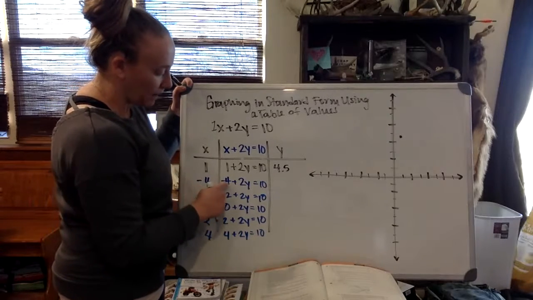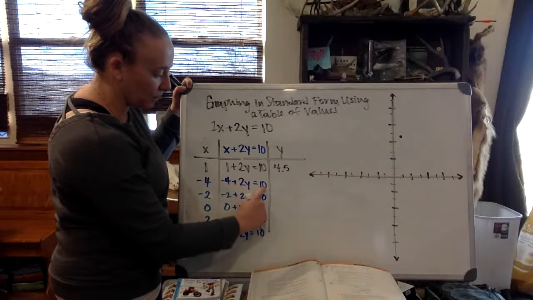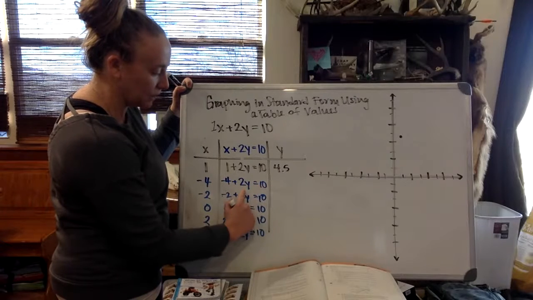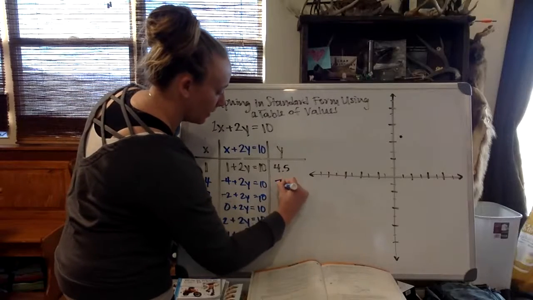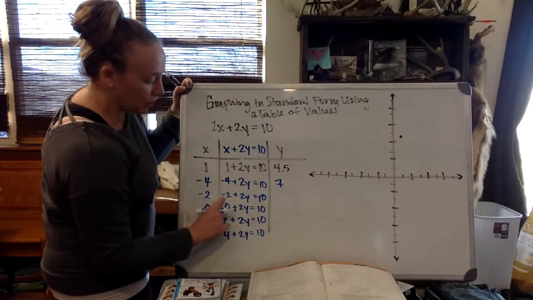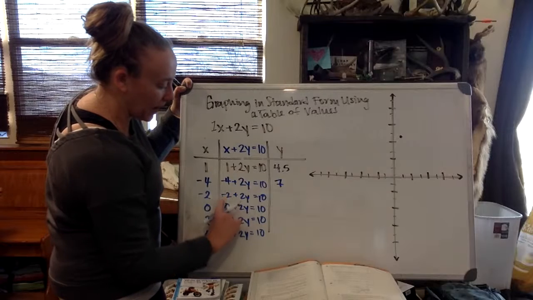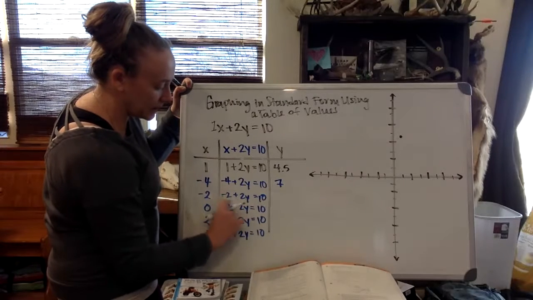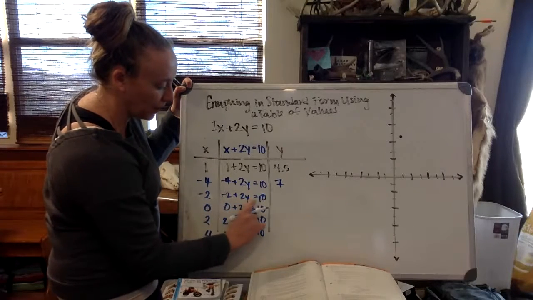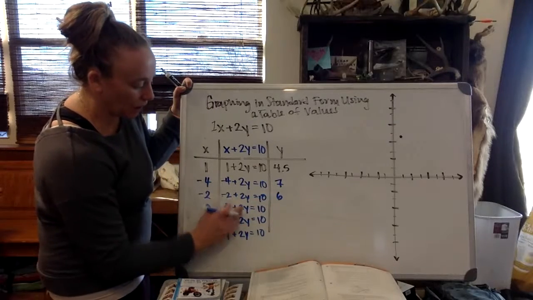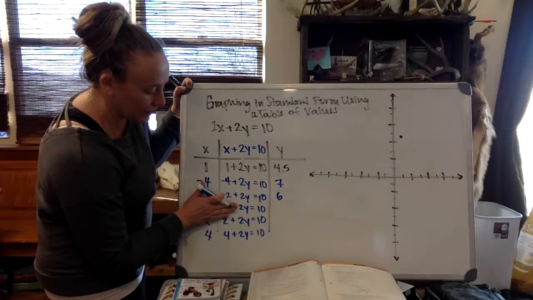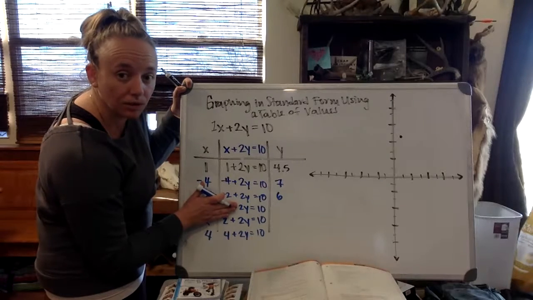So -4, I'm going to deal with this. I'm going to add 4 to both sides. That means I have 14 is equal to 2y. I have to divide by 2. 14 divided by 2 is 7. -2, I need to add 2 to both sides to balance this out and get that to turn into 0. So I have 2y is equal to 12, so y is equal to 6. 0 is going to play no role in this, so I get 2y is equal to 10, so divide by 2, I get 5.